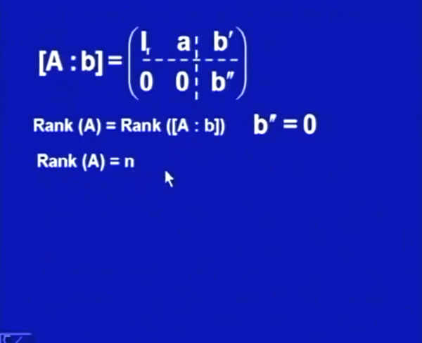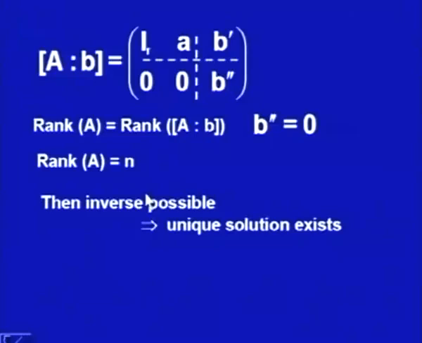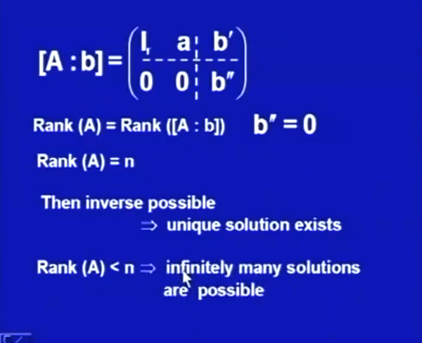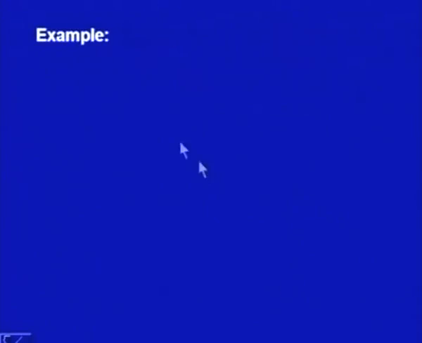Now, if rank A is equal to n, then the inverse is possible, and when the inverse is possible, then we can have a unique solution. And when rank A is less than n, then we will have infinitely many solutions for the given system. Now, let us illustrate this with the help of an example.